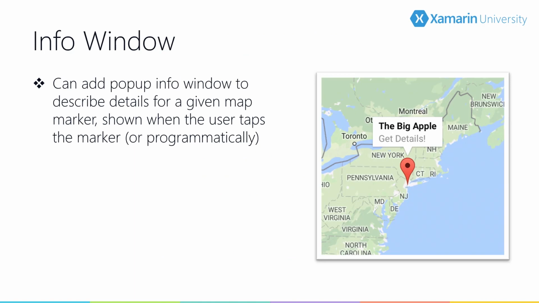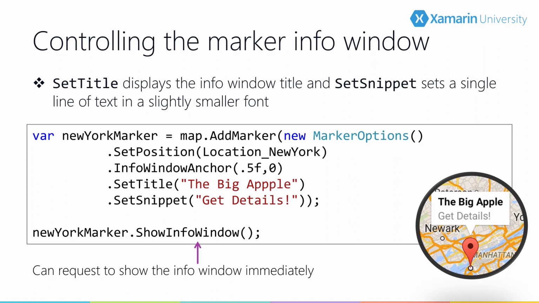The marker overlay can also show additional details. This can be used to annotate the marker and show details about what the marker represents. This again is accessed by using the fluent API exposed by the marker options class. We can set a title, shown in bold, and a subtitle, which is called a snippet, which is shown in a more muted font. By default, this pop-up is shown when you tap on the annotation, but you can also use the showInfoWindow method on the marker to display it initially on the map. There's an equivalent hideInfoWindow method as well.